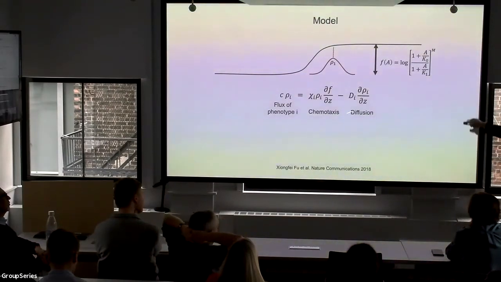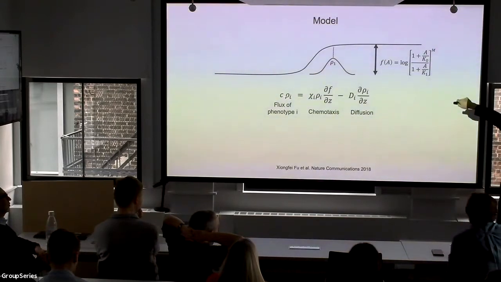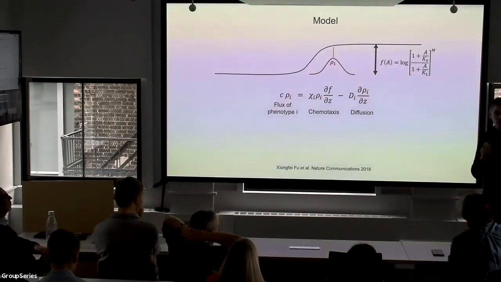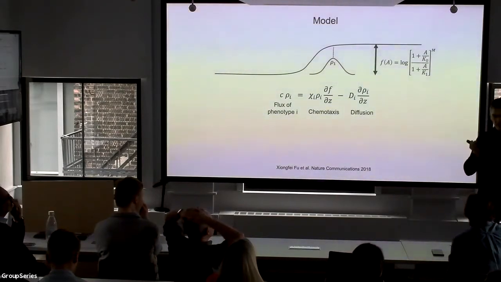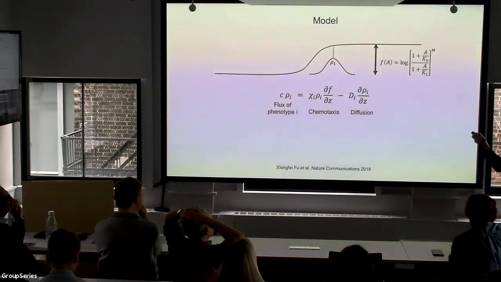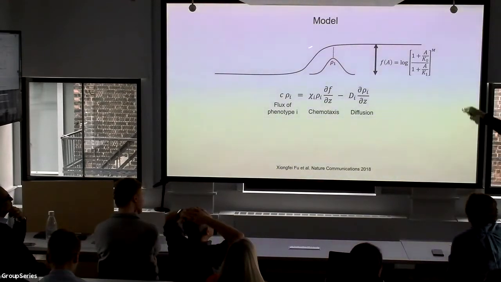If you think about it a little bit, you find that the flux of cells of phenotype i that is moving with C, where C is the group speed, is governed by two fluxes, one due to chemotaxis and one due to diffusion. The chemotaxis flux is proportional to the slope of the gradient and to chi i, the chemotactic coefficient, which is the performance of a single cell in a given gradient. Some cells have a higher chi i and some cells have a lower chi i. And then you have diffusion, which is isotropic, so it spreads cells to both sides.